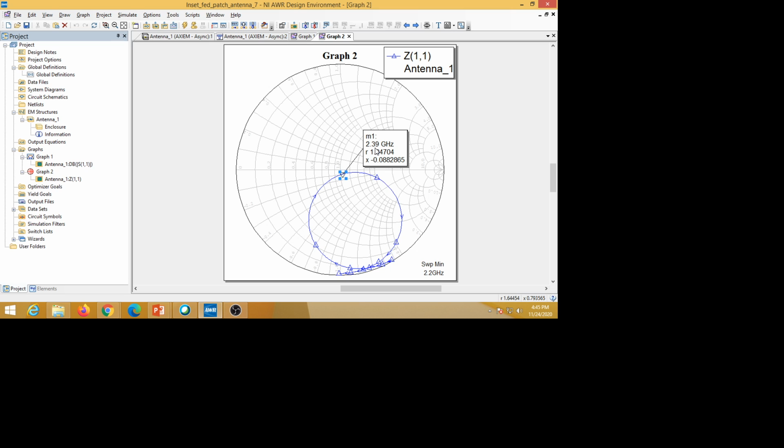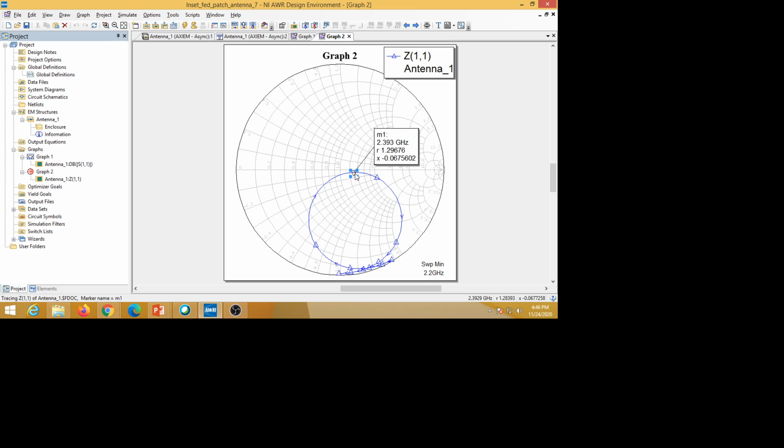At that frequency R is equal to 1.04 and X is approximately 0.08. So X must be 0 and R is 1, it means 50 ohm here. On the Smith chart it is 1, normalized is 1, so it is 50 ohm. So at the resonant frequency 2.39 we are getting 50 ohm, that's why it is radiating.